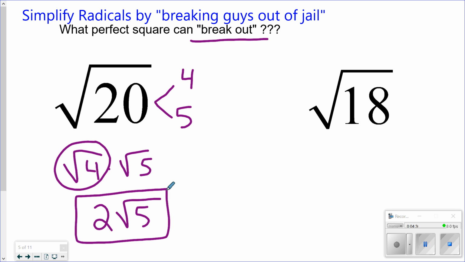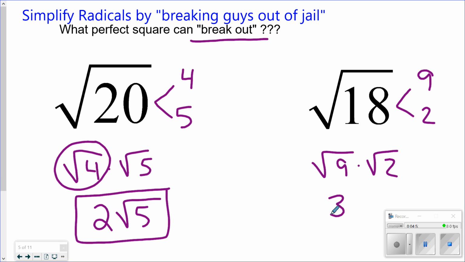Square root of 18, we already talked about this previously. But what perfect square number is divisible by 18? It would be 9. And I know that 9 times 2 is equal to 18, so I'm going to rewrite this as the square root of 9 times the square root of 2. Well, which square root simplifies? It's the square root of 9. We know the square root of 9 is 3, so 3 pops out of the radical, and 2 stays underneath.